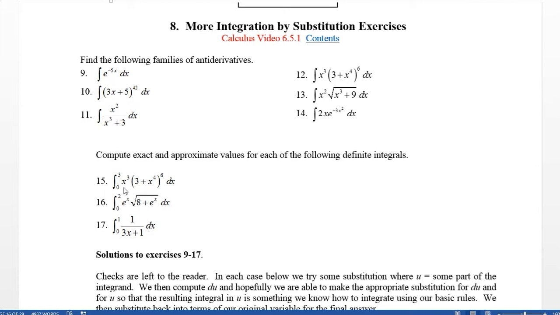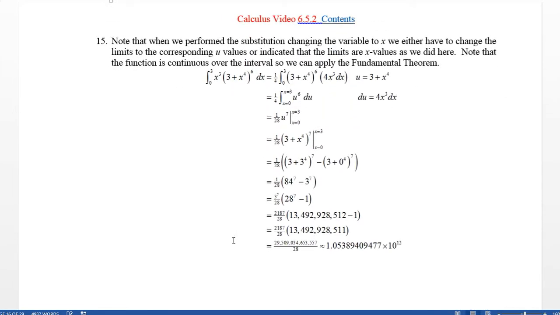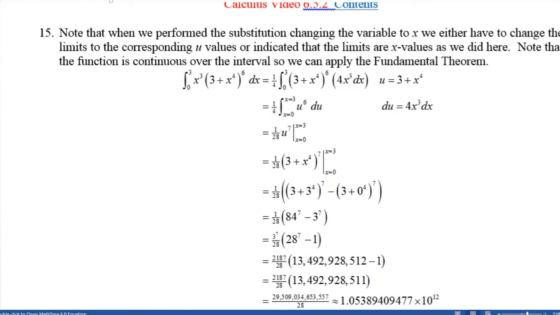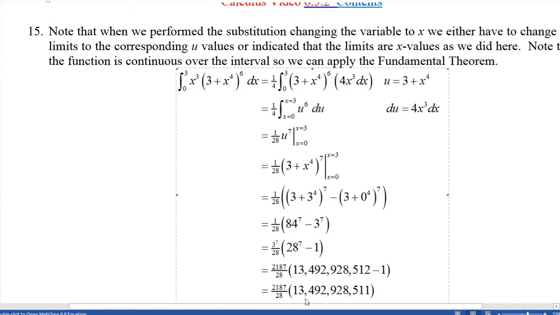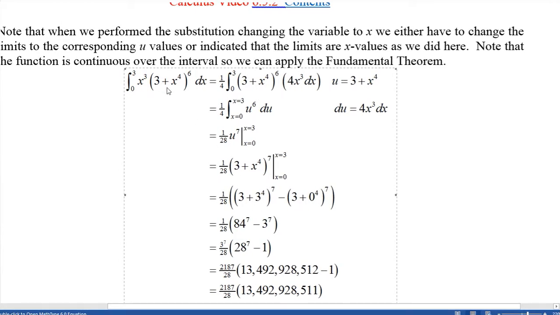So let's start with number 15. Press pause now. Okay, now you're back. Hopefully you've worked these. So let's start with number 15 now. So number 15 says we have the integral from 0 to 3 of x to the third times 3 plus x to the fourth, all to the sixth.